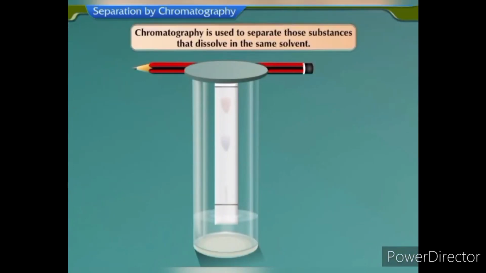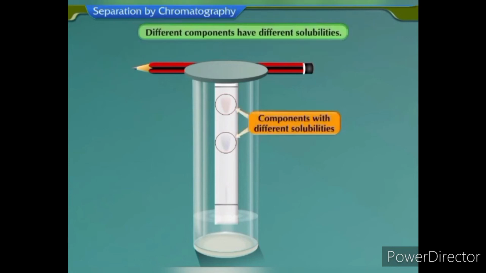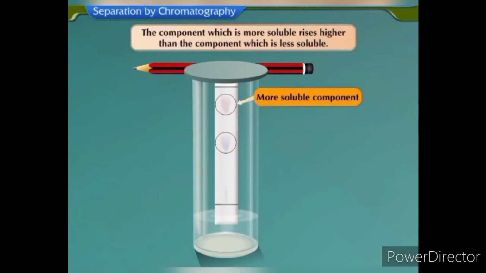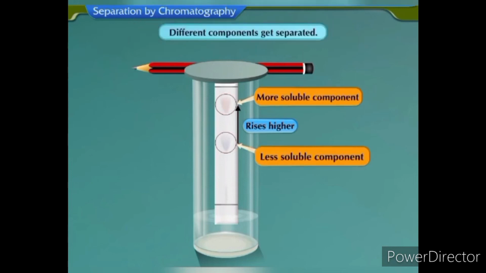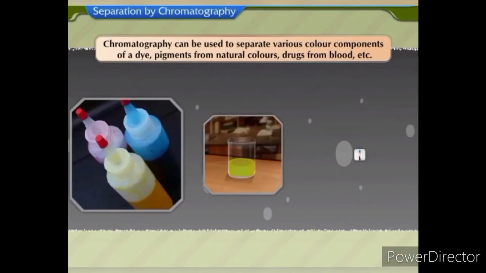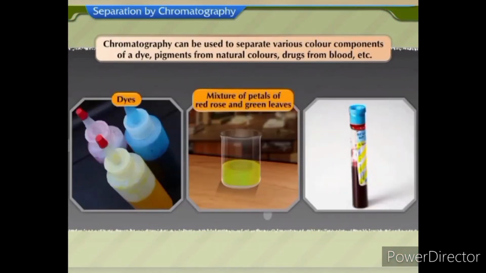This method is used to separate those substances that dissolve in the same solvent. Generally, different components have different solubilities. The component which is more soluble rises higher than the component which is less soluble. In this way, the different components get separated. With this technique, we can separate various color components of a dye, pigments from natural colors, drugs from blood, etc.